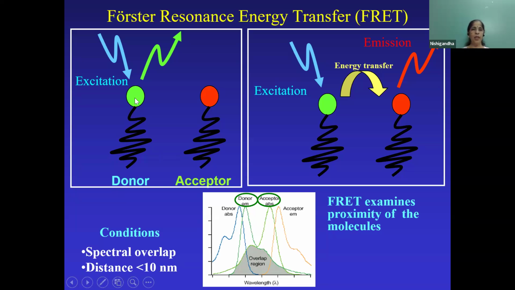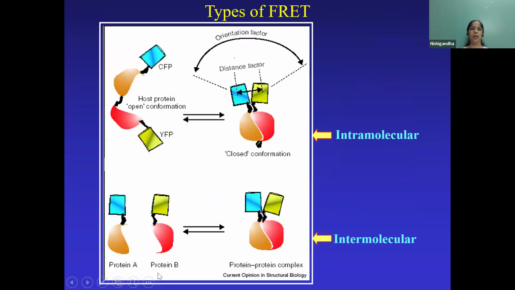So now if donor and acceptor are far apart, whatever the donor is emitting as green light will not be taken up by the acceptor. But if they are close together, then there will be a transfer of energy. So we won't see green light, but that green light will be taken up by the acceptor, which will emit red light. So there are 2 important conditions: spectral overlap, as I explained here, and the distance between them should be less than 10 nanometer. Now, if this FRET happens within the molecule, it's known as an intramolecular FRET.